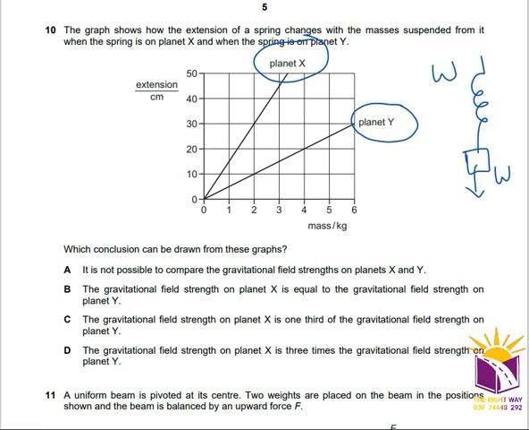So here the extension is more for less mass, and here the extension is less for more mass. Which conclusion can be drawn from these graphs? It is not possible to compare the gravitational field strength of X and Y. We can compare it.